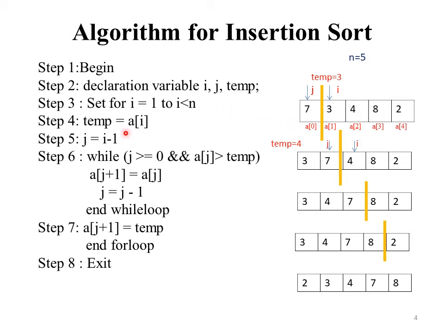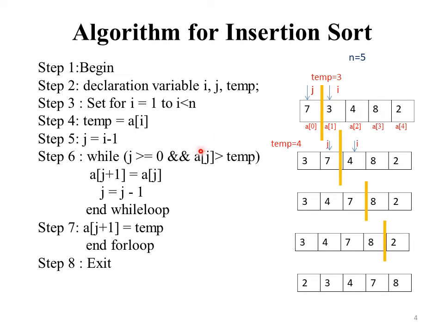Now step 4 is temp is equal to a of i. So here the value of i is 1, which means a of 1. So here a of 1 is 3. So we transfer this 3 to the temp. So now the value of temp is 3. Now this a of 1 is empty.